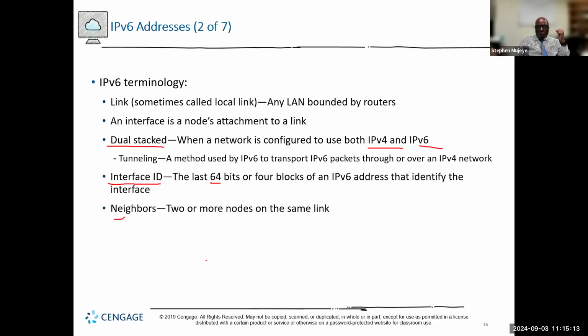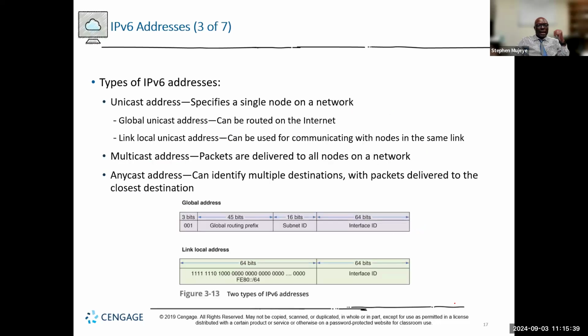Neighbors are two or more nodes that are on the same link. I skipped the link. This is any local area network bounded by routers. So if we have a router right here with an interface, we consider this a link, right? So the local area network that's coming out of that link is what we are calling a local area network.